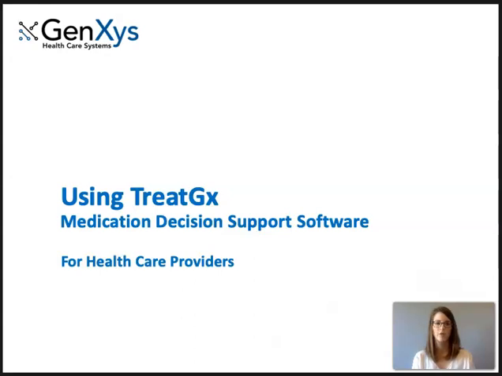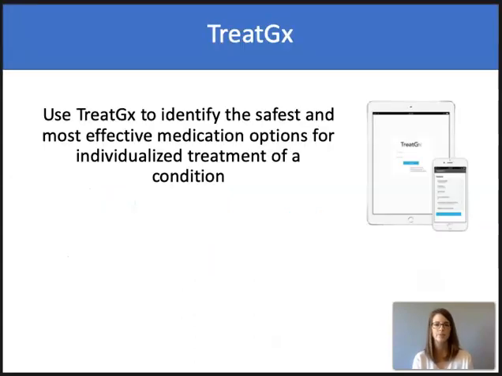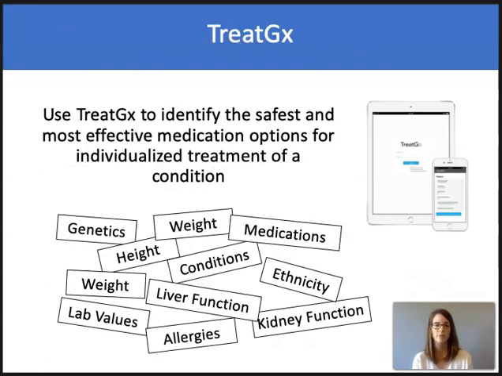In this video, I'll walk through how to use the TreatGx software. We call TreatGx Medication Decision Support Software because the software identifies and helps to narrow down the list of potential medications that can be used to treat a condition. TreatGx is designed to help patients and their healthcare providers identify the safest and most effective medications for individualized treatment of a condition. The software does this by using important patient-specific information, including genetic information from the TreatGx genetic test, weight, height, past and present medications, and many more factors.